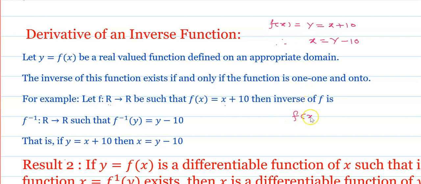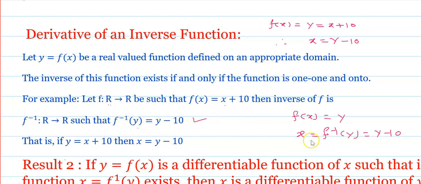If f of x is equal to y, then what about the f inverse of y? Then x is equal to f inverse of y. And what is the value of x then? X is y minus 10. And hence, if f is a function defined from R to R, f of x is equal to x plus 10, then its inverse is defined from R to R such that f inverse of y is equal to y minus 10. F of x is x plus 10. What about its inverse? F inverse of y is y minus 10.